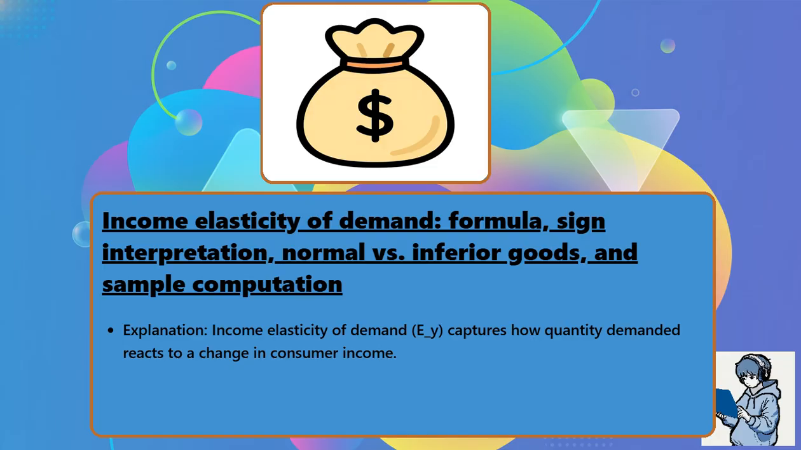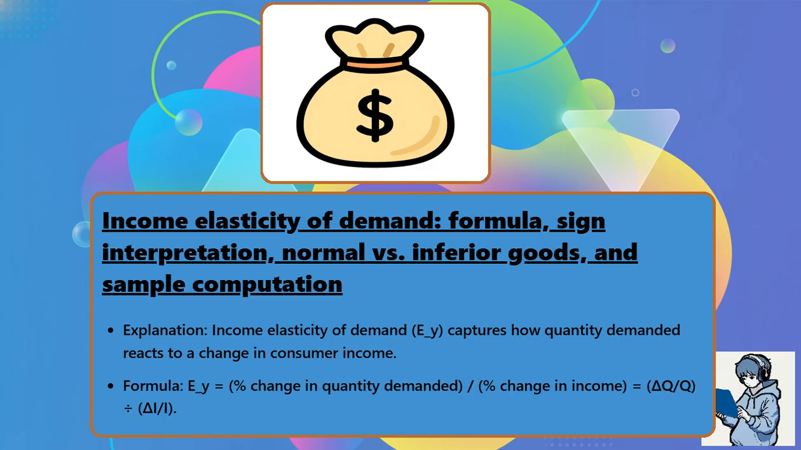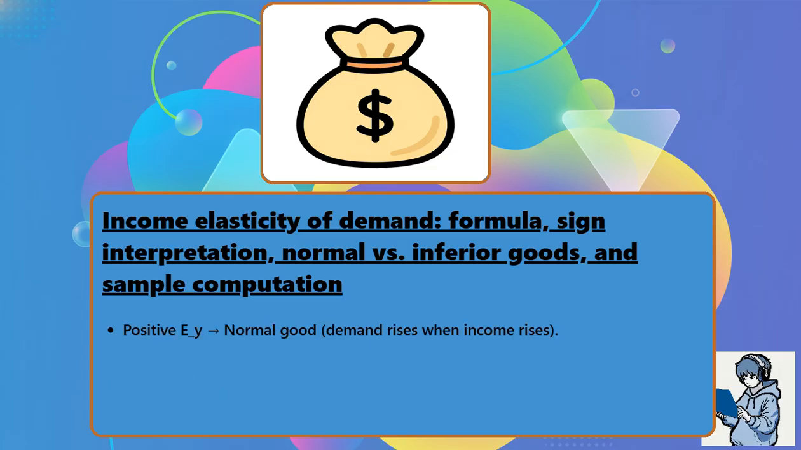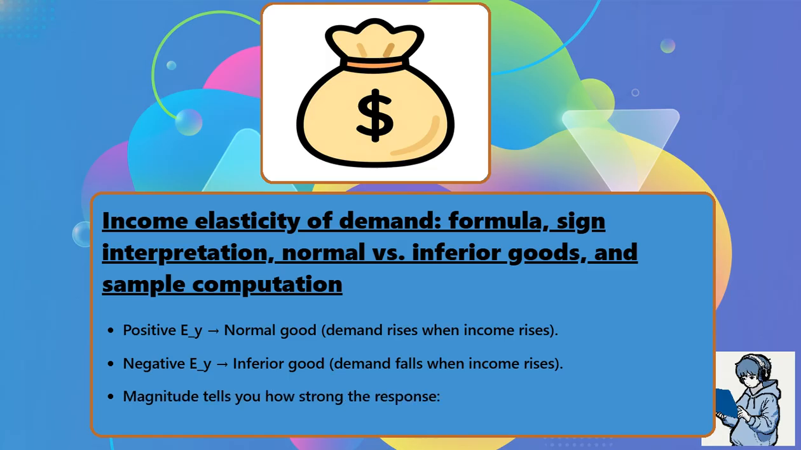Explanation. Income elasticity of demand, E sub Y, captures how quantity demanded reacts to a change in consumer income. E sub Y equals percent change in quantity demanded divided by percent change in income, equals delta Q over Q divided by delta I over I. Positive E sub Y indicates a normal good: demand rises when income rises. Negative E sub Y indicates an inferior good: demand falls when income rises. Magnitude tells you how strong the response.